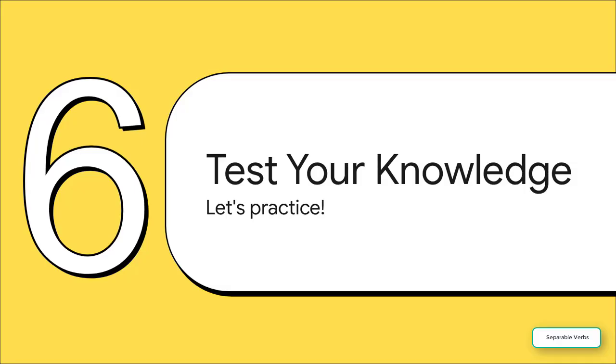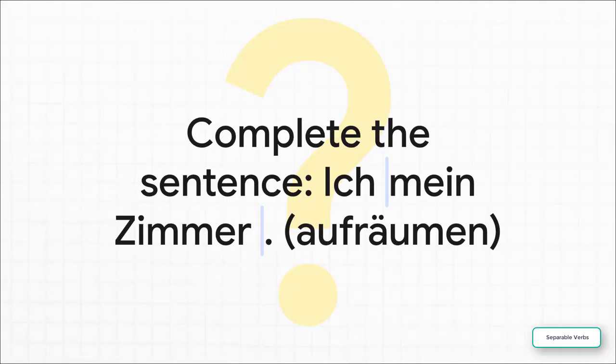Okay, time for Section 6, Test Your Knowledge. You've seen the rules, you've seen the examples, now let's see how you do with a little practice. You ready for this? All right, question 1. The verb is aufräumen, which means to tidy up or to clean up. How do you correctly fill in the blank here? Ich, mein Zimmer aufräumen. Go ahead, take a moment to think about it.